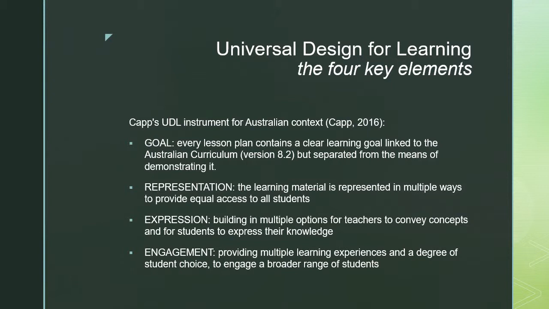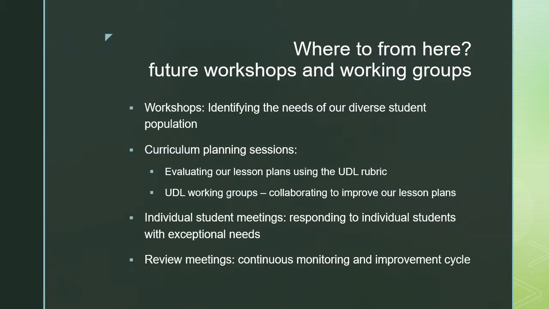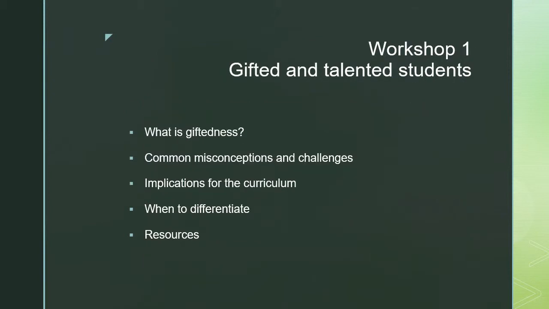And finally, engagement, which is about providing multiple ways of learning, so different activities that a student can choose according to their interests and needs. So here's an overview of what we'll be doing in future workshops. The rest of this one will be focusing on gifted students. I'll be looking at a definition of giftedness, some common misconceptions and challenges, implications for our curriculum, and how we can identify and differentiate for the exceptional gifted student.